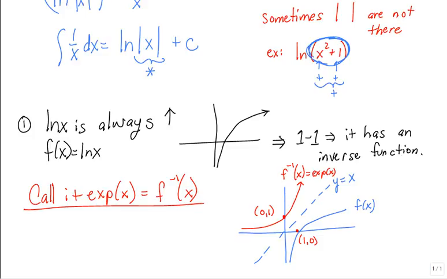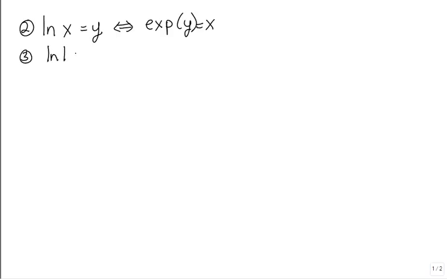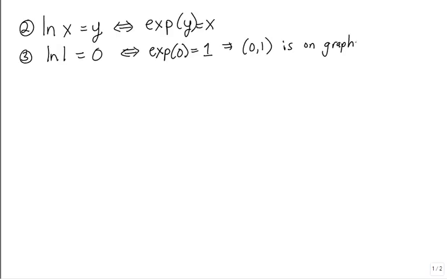All right, well, let's look at some other things that we know about inverses. If we have ln of x equal y, then since exp is the inverse, we know exp of y is equal to x. We also know the ln of 1 is 0, so that tells us that the exp of 0 is 1. So that tells us that the point 0, 1 is on the graph of f inverse.